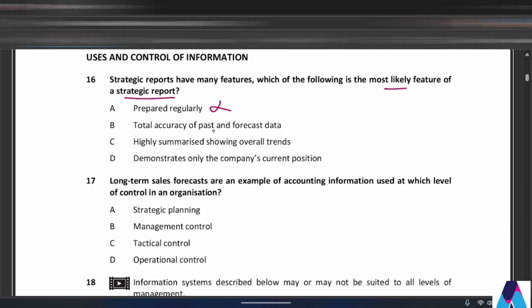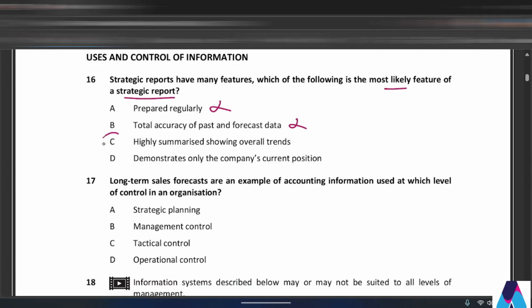Total accuracy of past and forecast data. So at strategic level, total accuracy is less critical. They are more about trends, forecasts, and the big picture. So not precisely correct. Part number C says highly summarized showing overall trends.